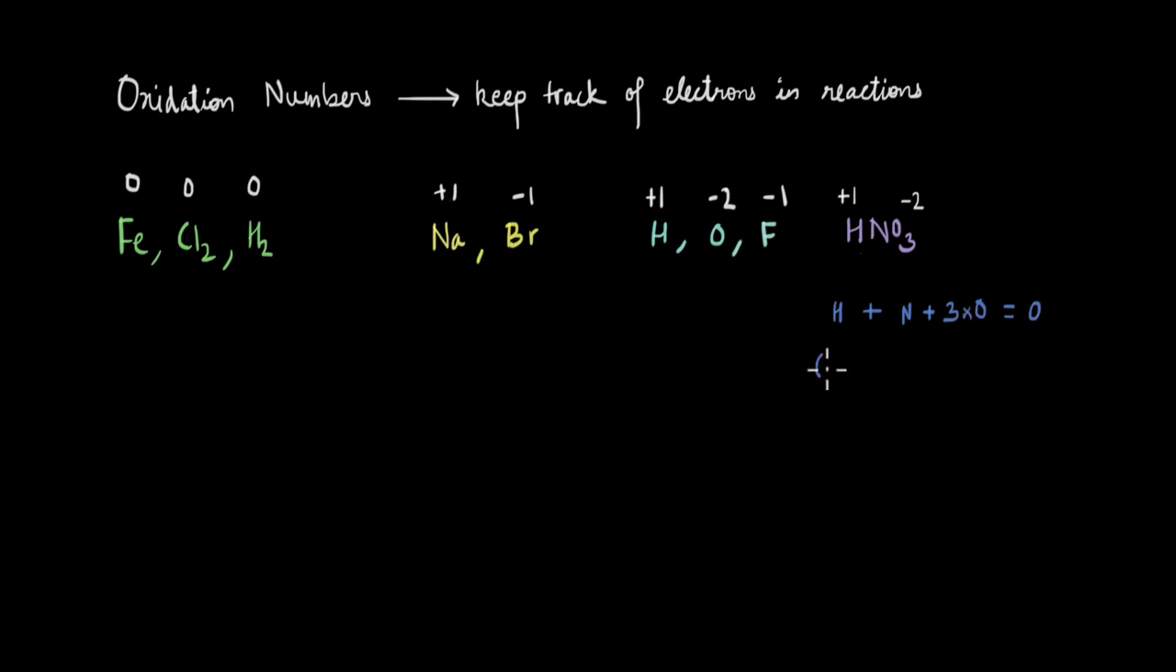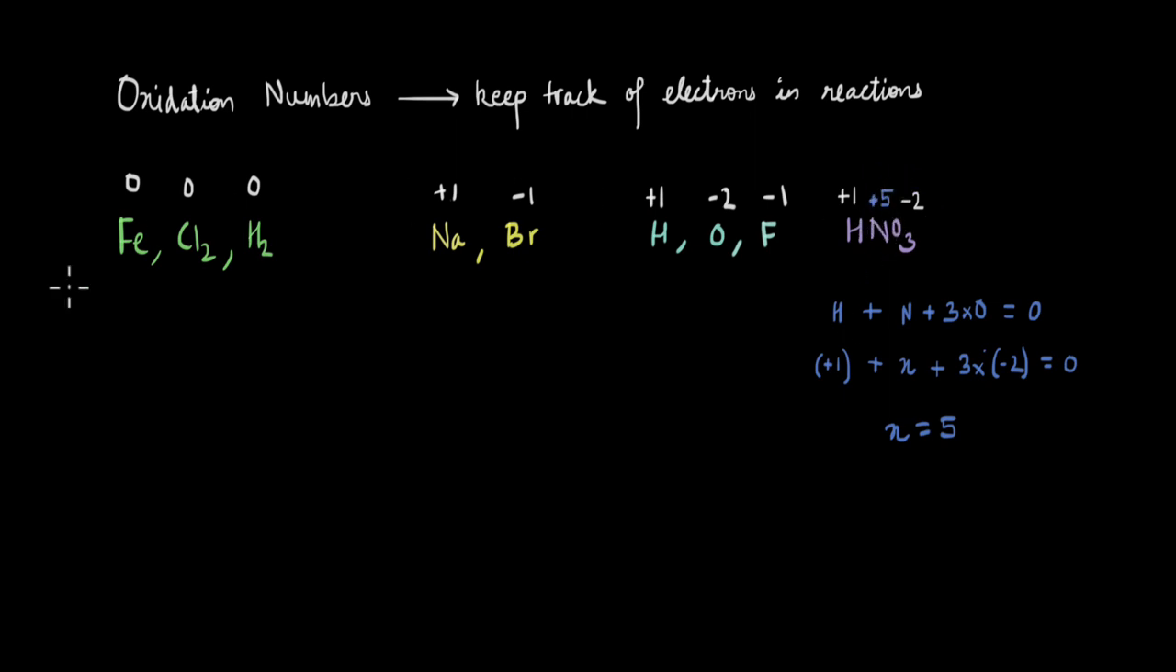For hydrogen, the oxidation number is plus one. Let's say the oxidation number of nitrogen is X. And for oxygen, the oxidation number is negative two. This sum will be equal to zero. So if we solve for X here, we get X to be 5. So in that way, we can calculate that the oxidation number of nitrogen in this case will be 5.